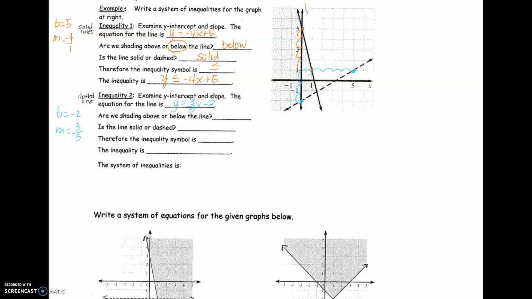Are we shading above or below? If I pick this point, the y values are getting larger. So we're shading above. It's a dashed line. Therefore, the inequality is greater than. So this becomes y is greater than 3/5 x minus 2. So what is my system? y is less than or equal to negative 4x plus 5, and y is greater than 3/5 x minus 2.